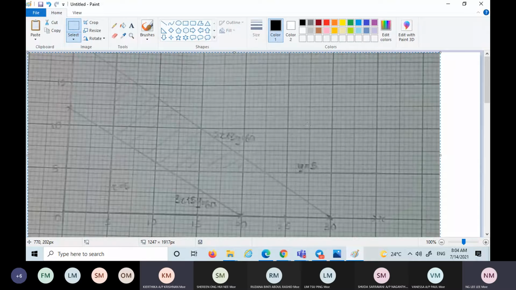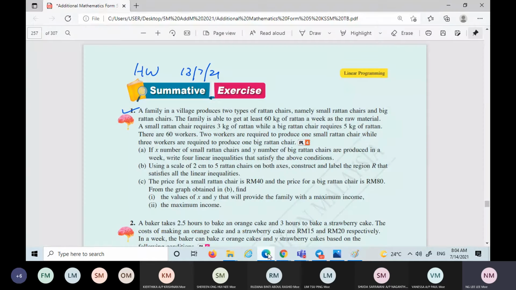Yes, can see. Okay, this is a summative exercise, question 1. These questions, turn to the textbook. For those that didn't do it yet, maybe you go through the questions.